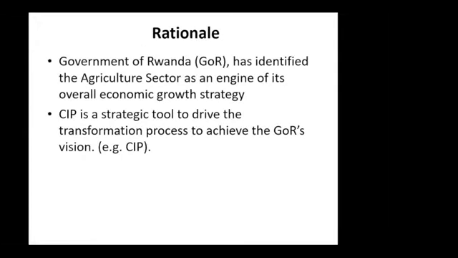So as I said, the rationale behind the Rwanda soil information is that first of all, we want to look at it as one of the tools to support ongoing agricultural development, agriculture sector growth in Rwanda, because it is regarded as an engine for the economic growth strategy. And as I said, we have the crop intensification program, which is a strategic tool that is actually driving this transformation process to achieve the Vision 2020 of Rwanda. I hope most of you are aware of this, Vision 2020, the PSTA4, the strategic plan for agriculture transformation. I hope most of you have gone through it. If not, we can also have a bit of discussion on this. Next.